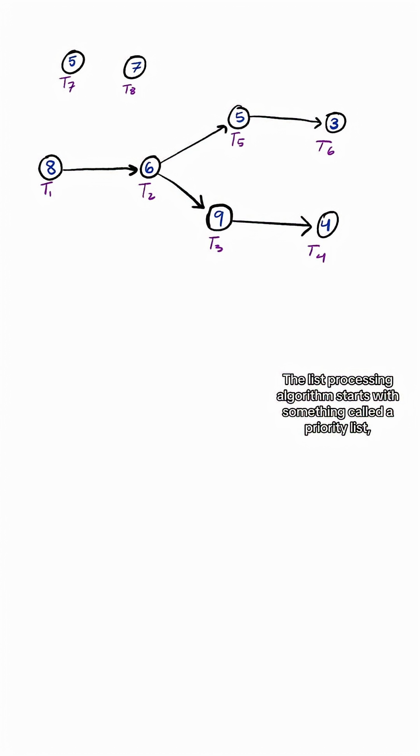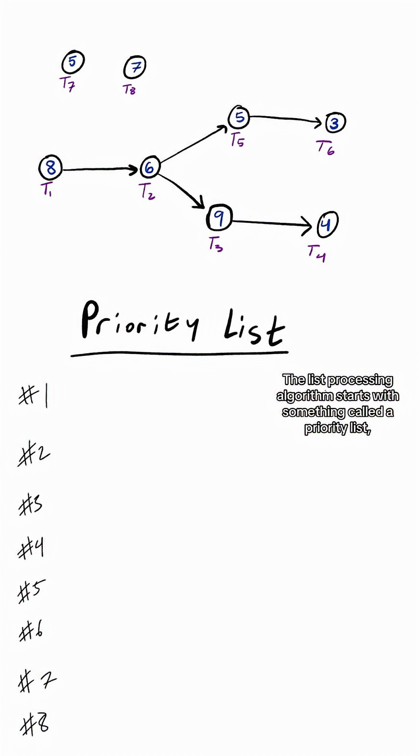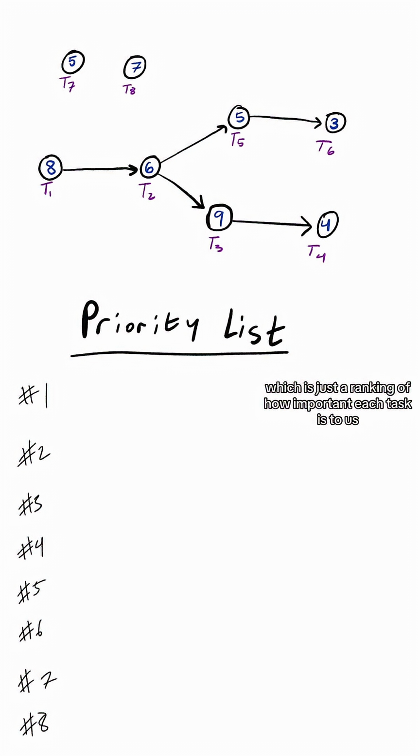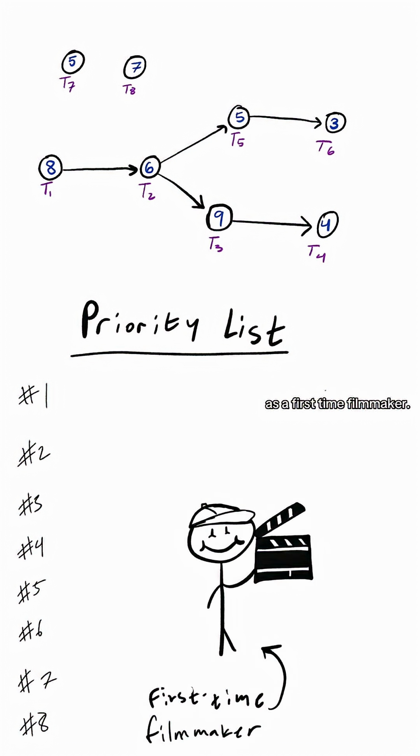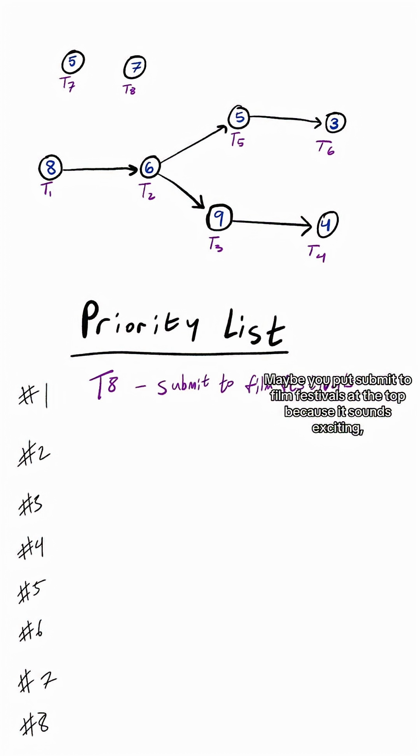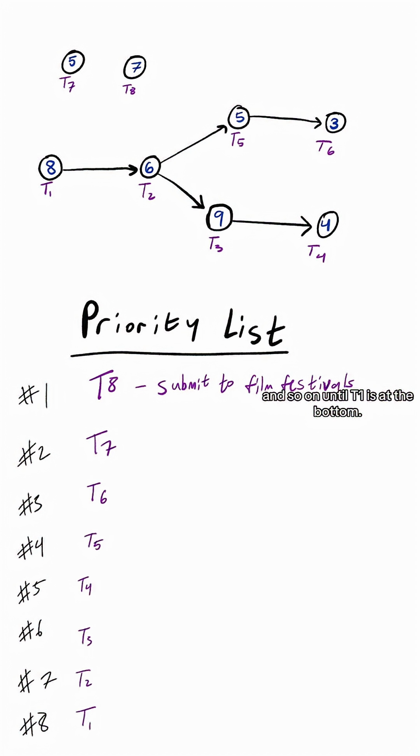The list processing algorithm starts with something called a priority list, which is just a ranking of how important each task is to us. As a first-time filmmaker, you make the priority list based on what you want, not what the project actually needs. Maybe you put submit to film festivals at the top because it sounds exciting, but logically, that task doesn't depend on anything. It's purely just what you want. In this case, T8 is at the top of the priority list, then T7, then T6, and so on until T1 is at the bottom.